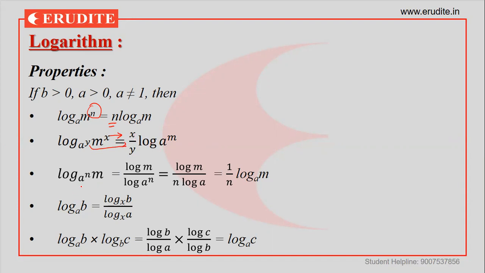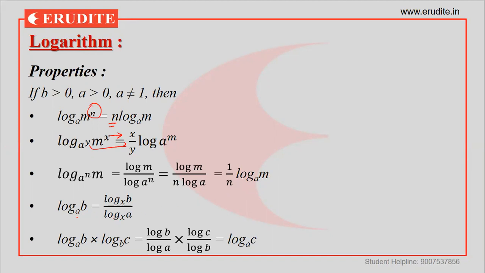Now again, a to the power log of m to the base a is m. And log of m to the base a to the power n would be nothing but log m in the numerator and log of a to the power n in the denominator. Here, for both of them, any base I can write. And for the second one, if I open it, n will be outside, log of this. And from here also I can write log of m to the base a.